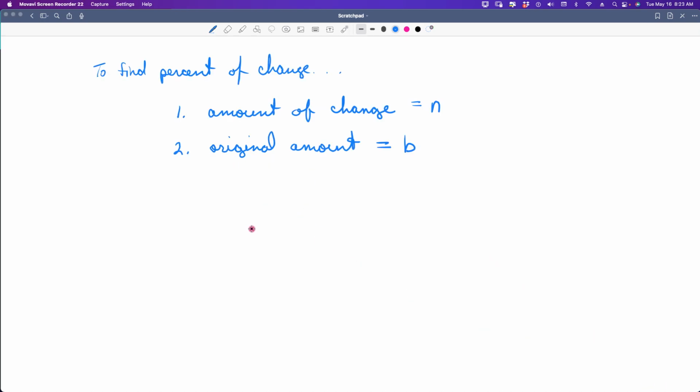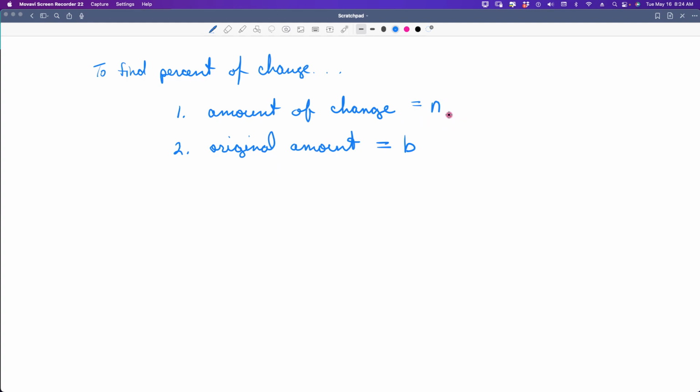So in order to find the percent of change, there are two things we need to know: the amount of change, which is going to be your N, and the original amount, which is going to be your B. Percent is frequently applied to change in value. This might happen, for instance, when the quantity of an item rises over a period of time, or when the price of an item is reduced for a sale. These changes are referred to as percent of increase or percent of decrease.